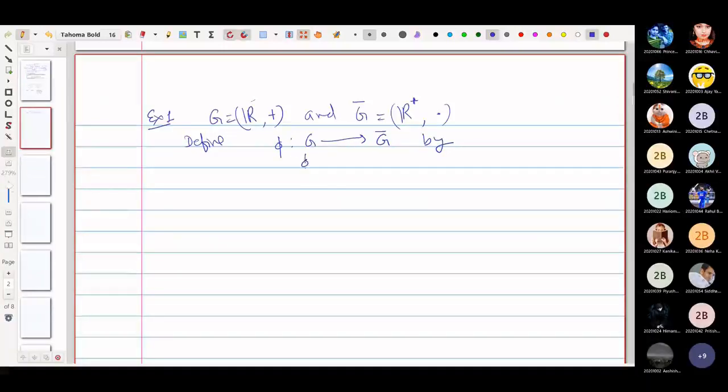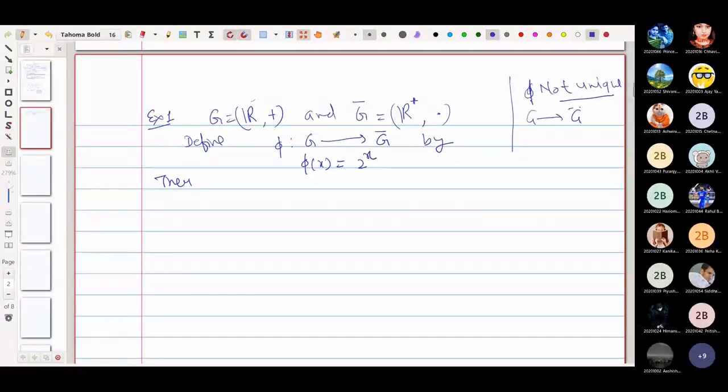Let us define phi of x, where x is some real number, by 2 to the power x. Then we need to verify whether this is 1-1, onto, and a homomorphism or not. And if we are able to verify all these three, then we can very much say that phi is an isomorphism. And one more thing you should note is that this phi is not unique.